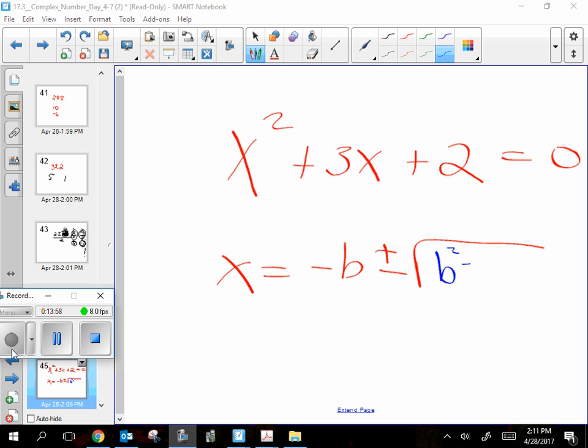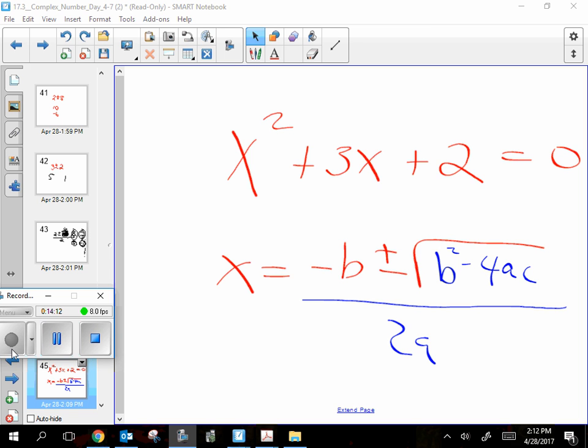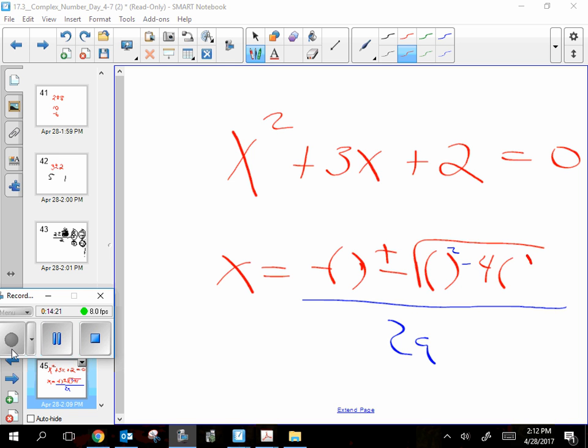I can't do it Australian, so b squared minus 4ac all over 2a. Excellent. You have to pull that out of your brain. Then, you have to be able to replace these with, what do you think I'm going to replace them with? I just replaced them with parentheses. And you're right, you're going to put numbers in those parentheses.